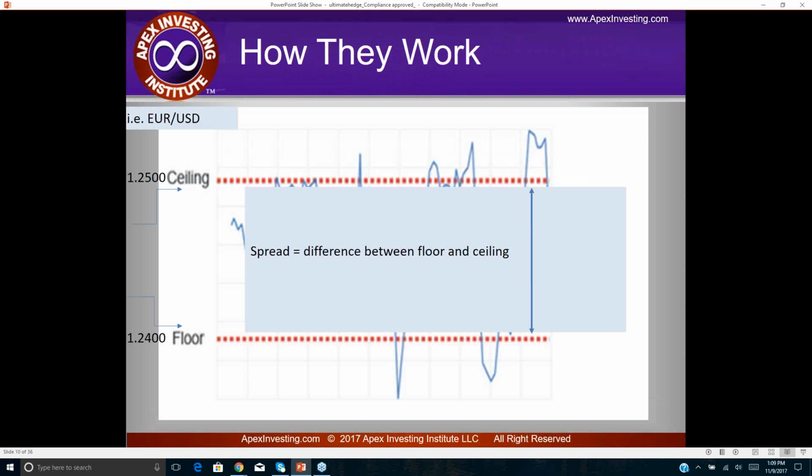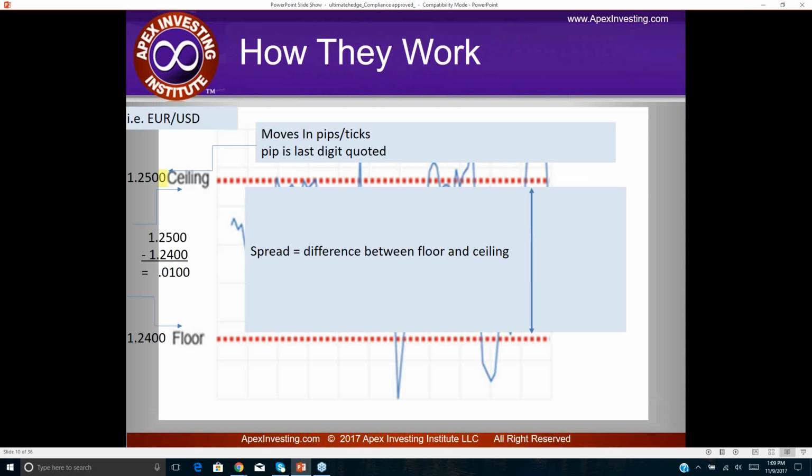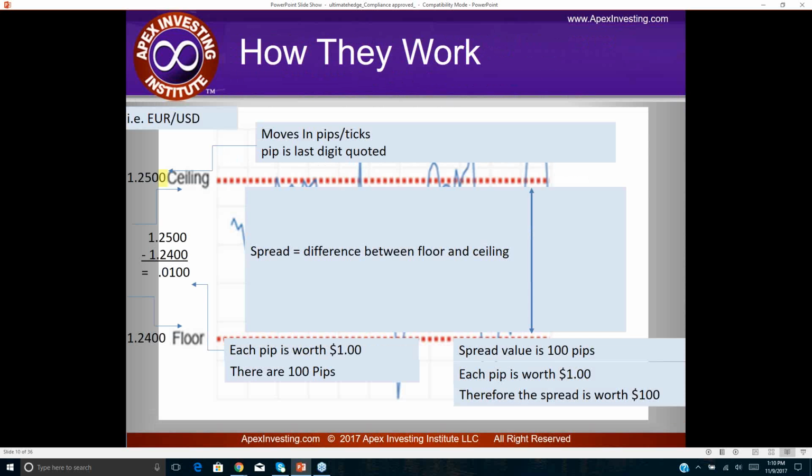So the spread is the difference between the floor and the ceiling. This particular one is a 100-point spread, 100 pip spread. It moves in pips or ticks. A pip is the last digit quoted, so 1.2500 or 1.2499 and so on. Now each pip is worth $1. So there are 100 pips total in this spread, from top to bottom.